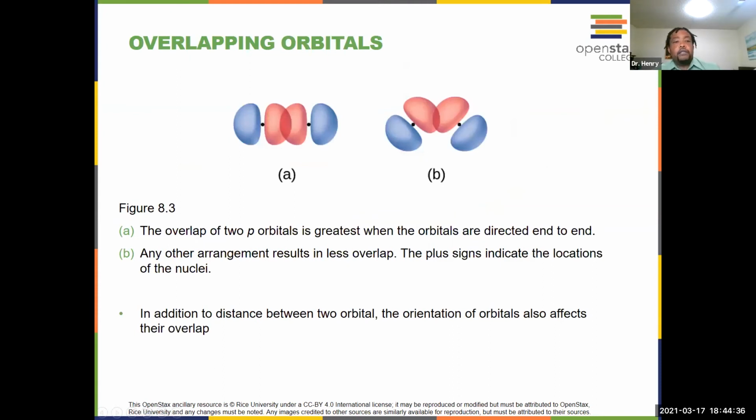We've talked about overlapping orbitals. In this case, we have two p orbitals overlapping end to end, and that gives you the greatest amount of overlap, where B gives you much less overlap. That plays another part in it. We want to make sure we're getting the maximum amount of overlap because that helps with stability. It helps keep that compound or molecule intact.